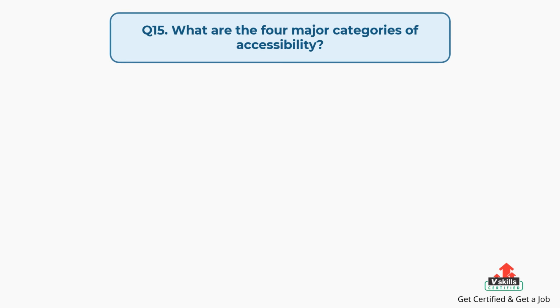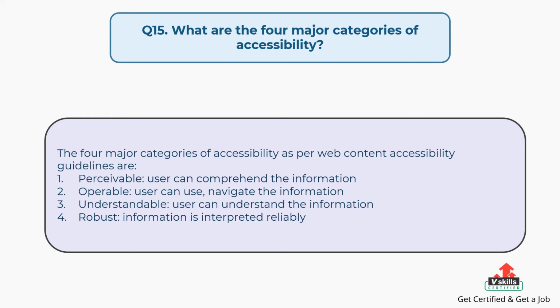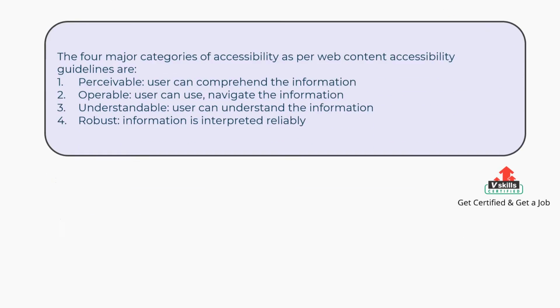Question number 15. What are the four major categories of accessibility? The answer is, the four major categories of accessibility as per Web Content Accessibility Guidelines are: first, perceivable. User can comprehend the information. Second, operable. User can use and navigate the information. Third, understandable. User can understand the information. Fourth, robust. Information is interpreted reliably.